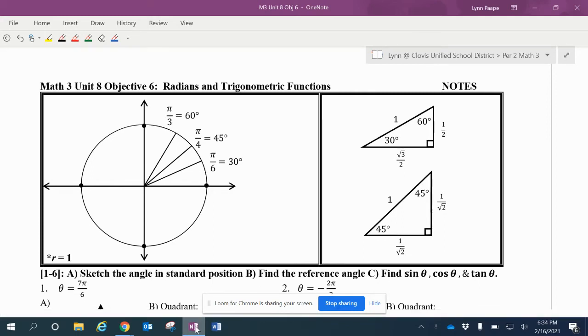Okay, so for Math 3, Unit 8, Objective 6, we're going to take a look at our radians and trig functions. Our last objective was our intro into radians, and we're just going to expand on that.